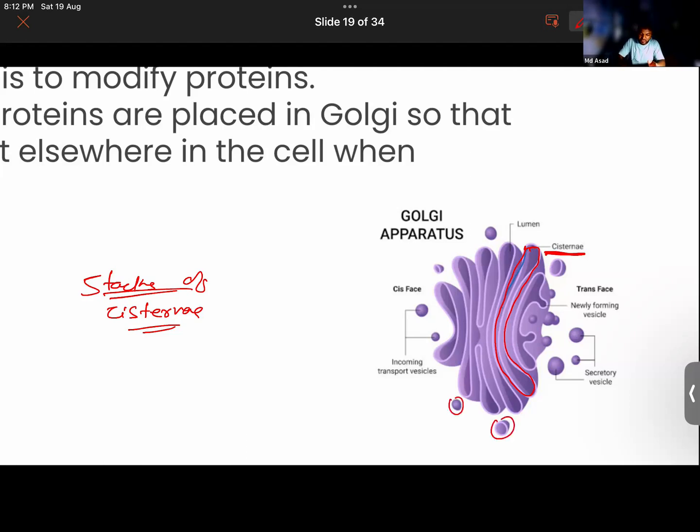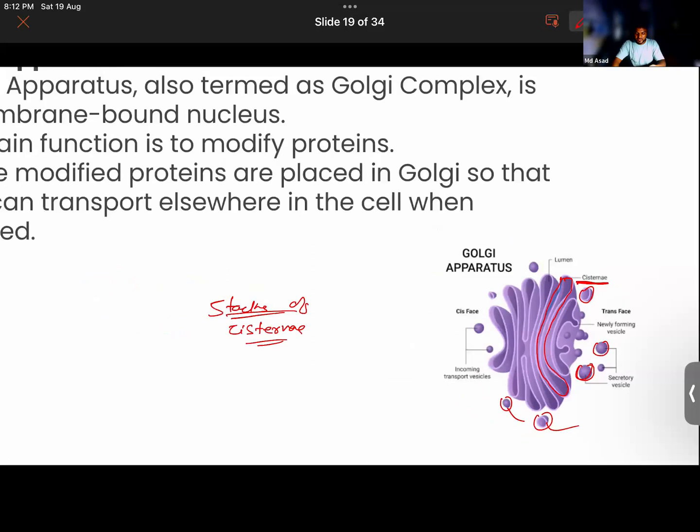These small bubbles that you can see. How can you identify it? The colors are same, the colors of the cisternae. The bubbles' colors will usually be the same, but they are not directly attached to the body of the Golgi apparatus. See, they are present on the sides of the cisterna. Here it is present, here it is present. So these are called secretory vesicles. Just remember the names.